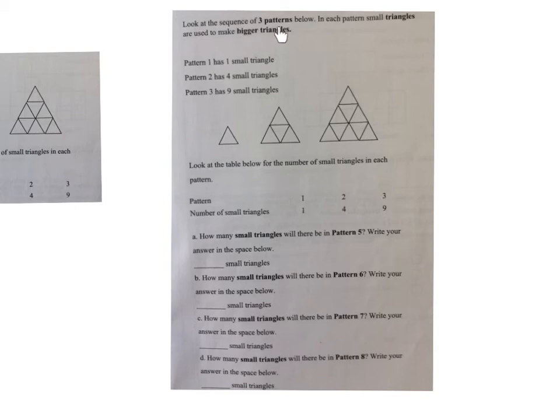Use the sequence of 3 patterns below. In each pattern, small triangles are used to make bigger triangles. Pattern 1 has 1 small triangle, pattern 2 has 4 small triangles, pattern 3 has 9 small triangles, as we can see in the drawings. And they've put the same information into a table. Pattern 1's got 1 triangle, pattern 2's got 4, and pattern 3's got 9. We have to work out how many small triangles will be in pattern 5, pattern 6, pattern 7, and pattern 8.